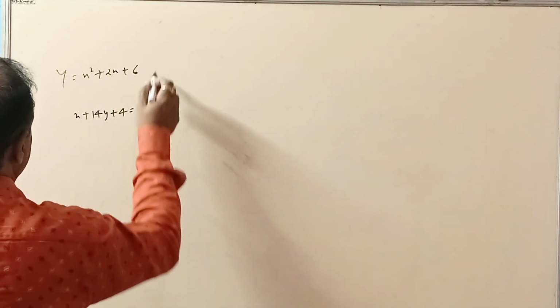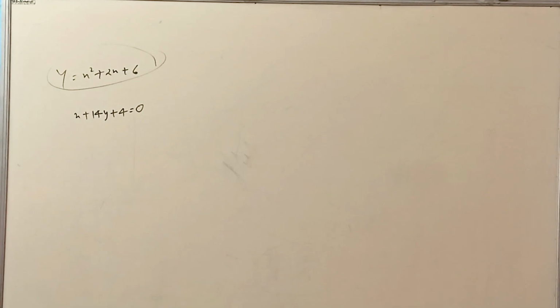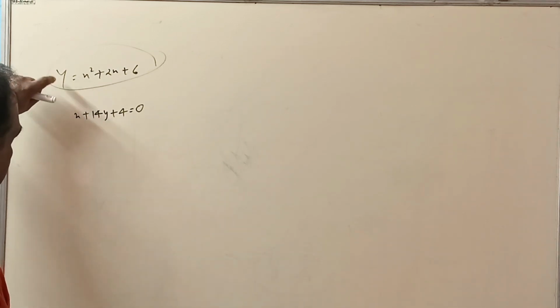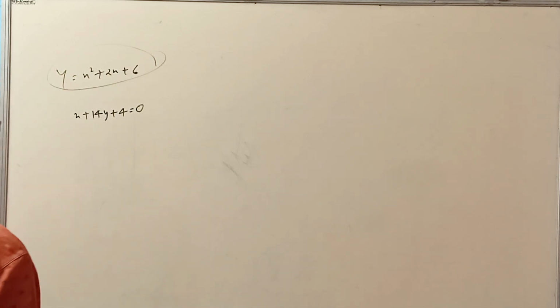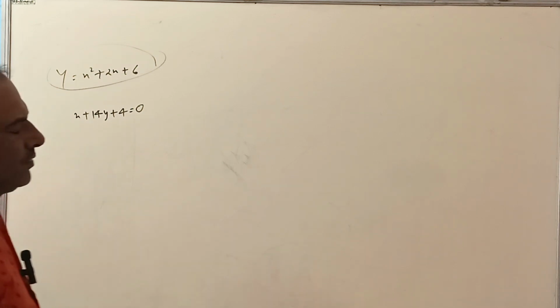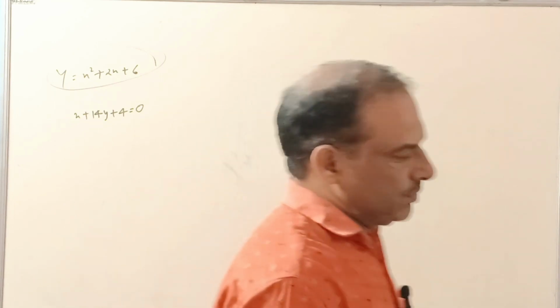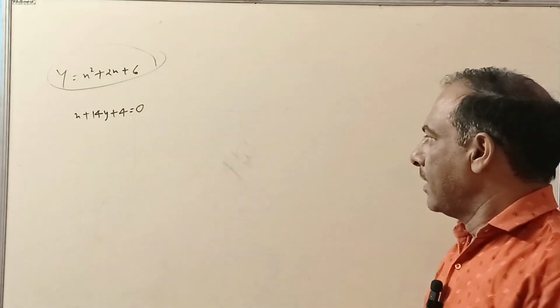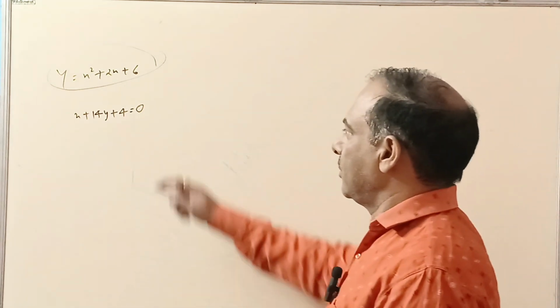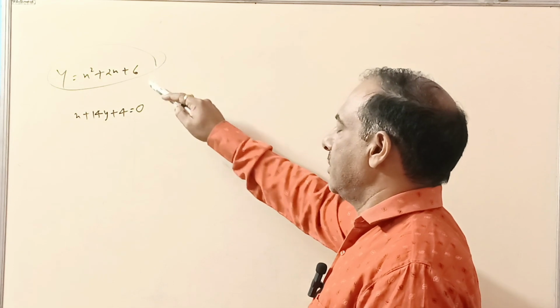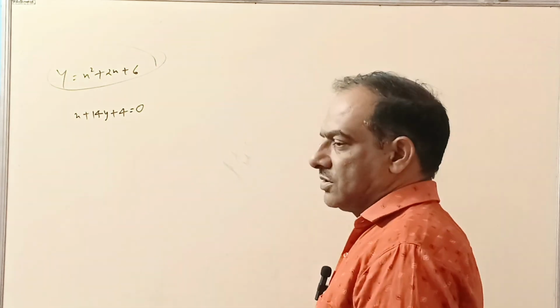Okay, this is the equation of a curve, and what does the question say? The question says you have to find the equation of the normal to this curve, which is parallel to this line. You have the equation of the curve y = x² + 2x + 6, and you draw a normal to this curve, and the normal is parallel to this line.